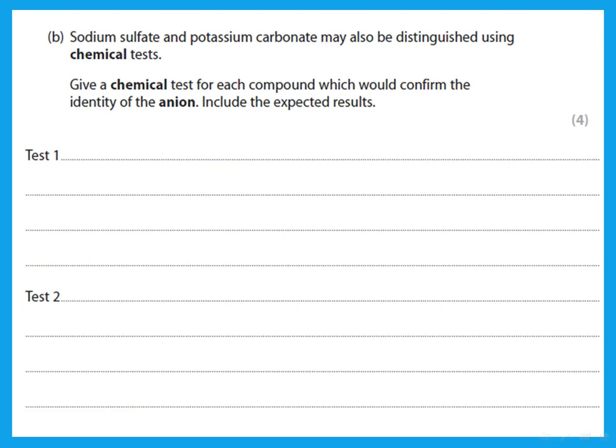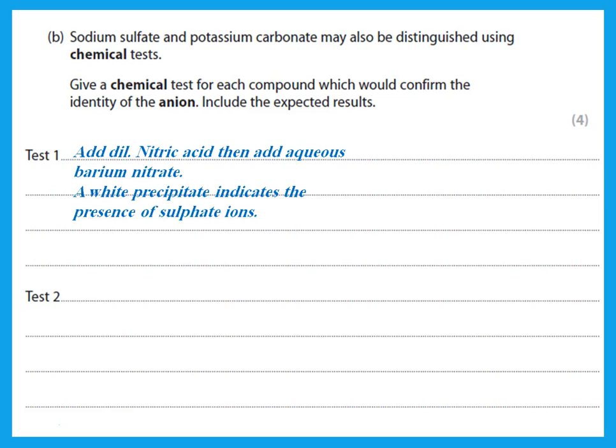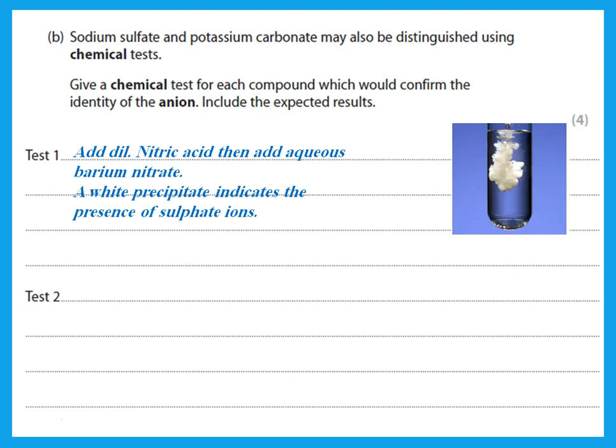Then he says sodium sulfate and potassium carbonate may also be distinguished using chemical tests. So he wants chemical tests for the anions. That means he's asking for a test for sulfate and a test for carbonate. What was the test for sulfate? Add dilute nitric acid and barium nitrate solution, or we could also say dilute hydrochloric acid and barium chloride solution. If I have a sulfate, a white precipitate is formed. So a white precipitate indicates the presence of a sulfate ion.